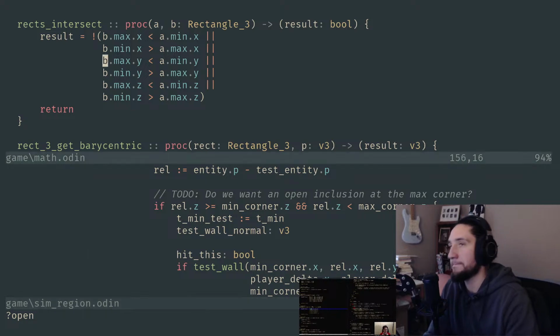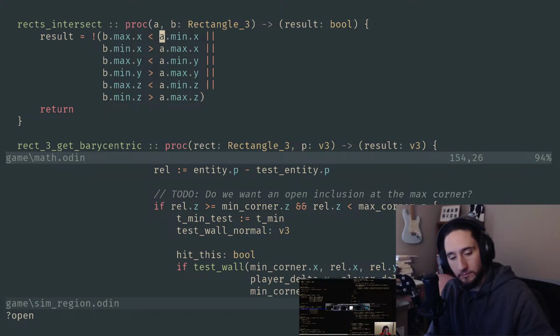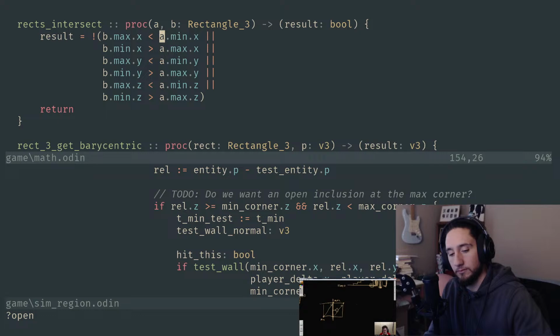So what we're doing here is we're basically doing an inversion test. We're saying, let's test first to see whether they're not intersecting, and then we'll just return the opposite of that, right? So to test whether two things are not intersecting, what we want to do here is say, okay, if the min of this thing is less than the maximum of the other one. So let me draw out what this is actually doing. We talked about this before.